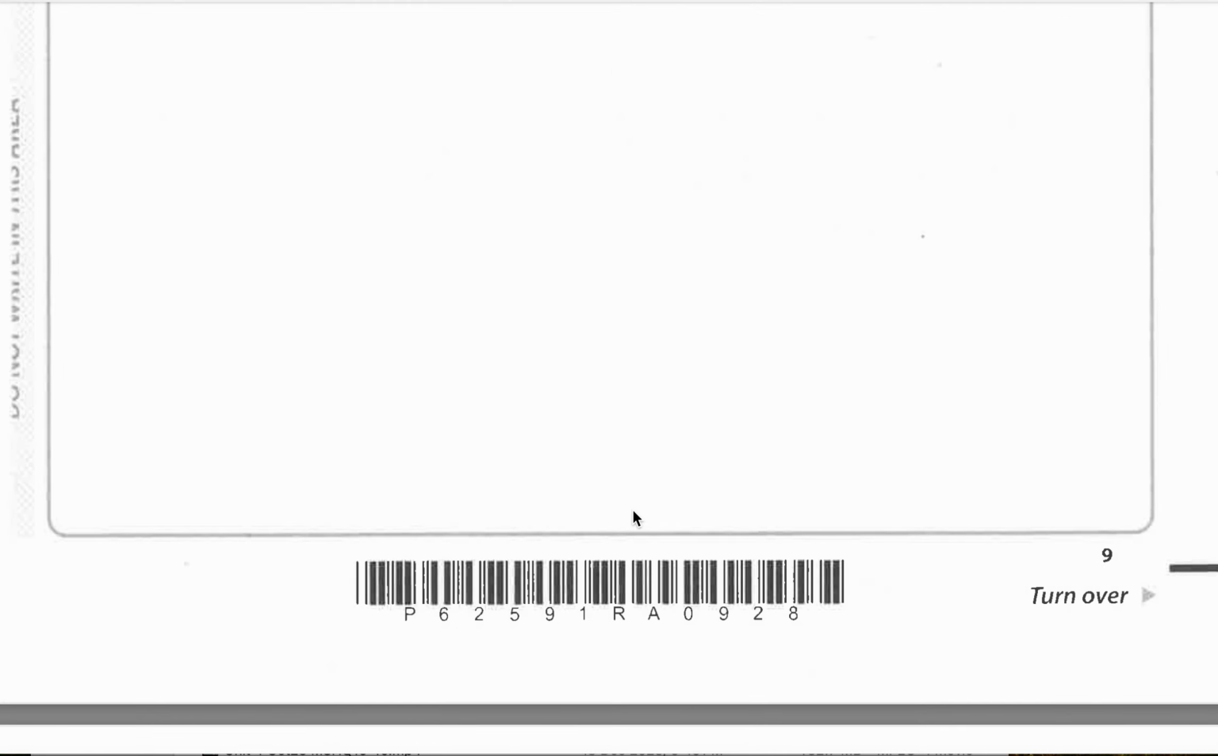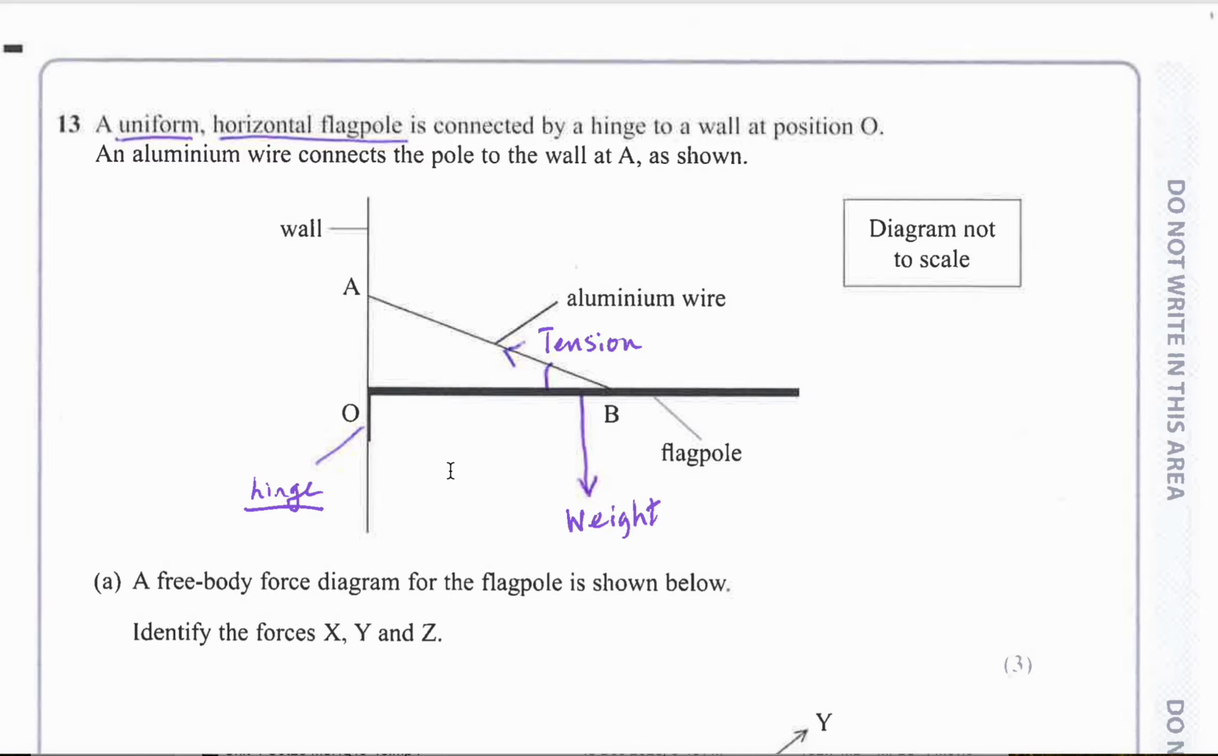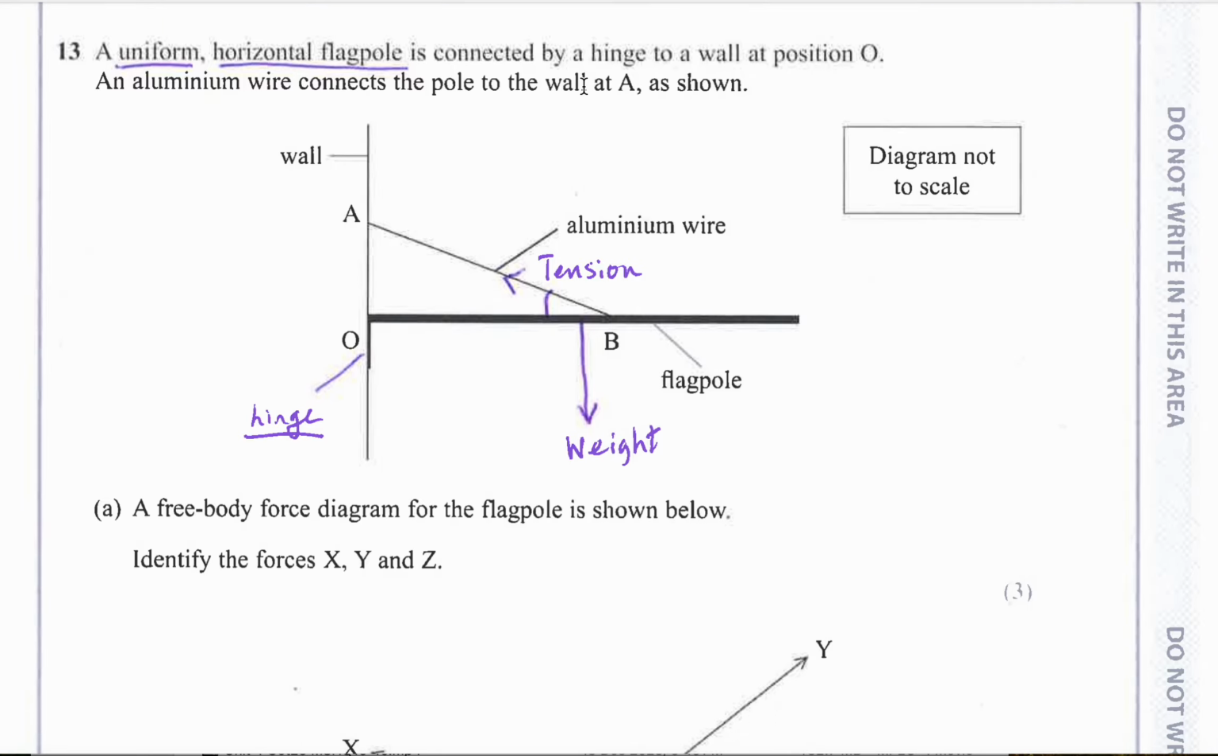The next question is question 13, which is about a flagpole connected by a hinge to a wall at position O. So here's the hinge. There's a weight acting downwards, obviously, and the tension in the aluminium wire connected to the wall at A at an angle. The diagram is not to scale, but you need to work out what the 3 forces are doing.